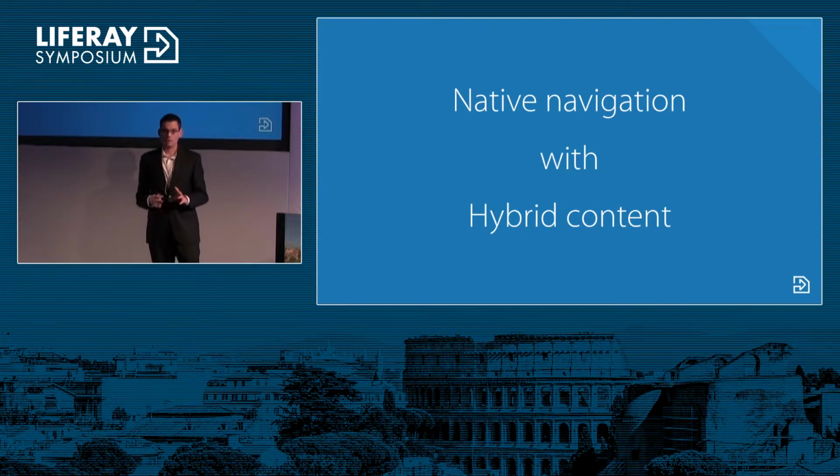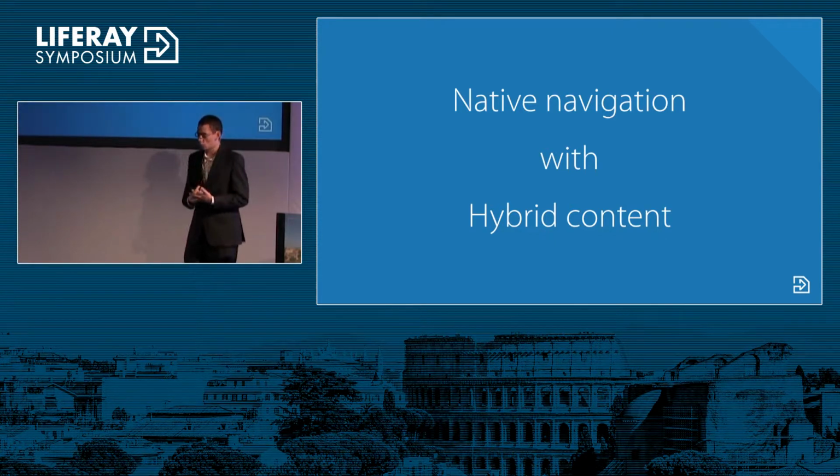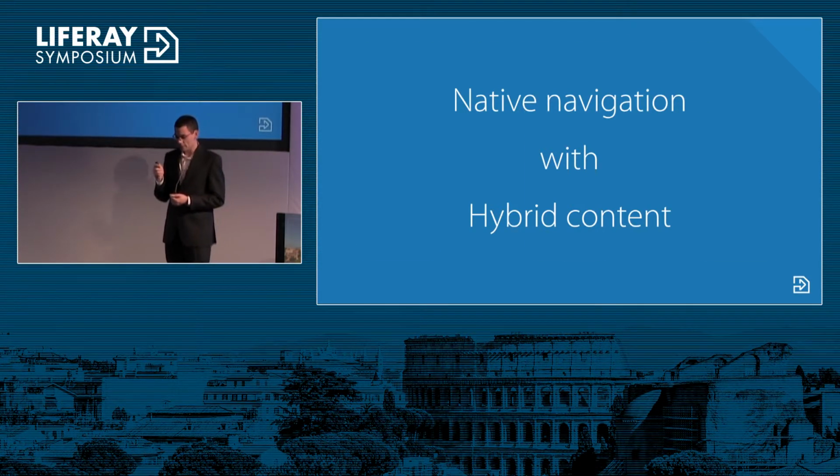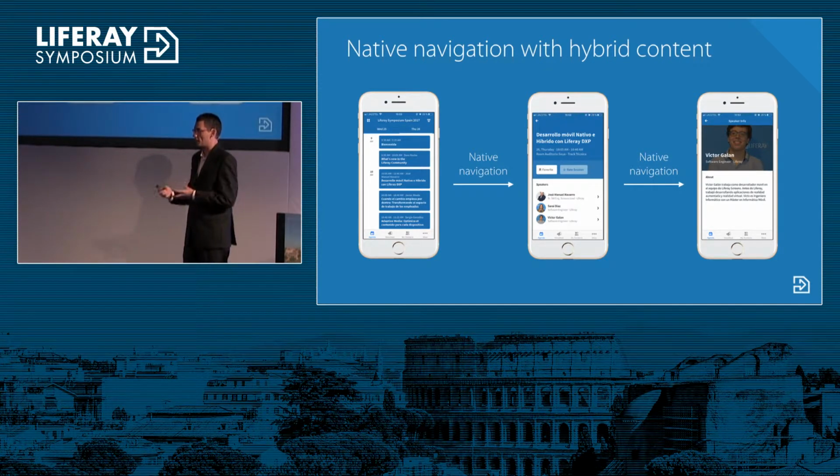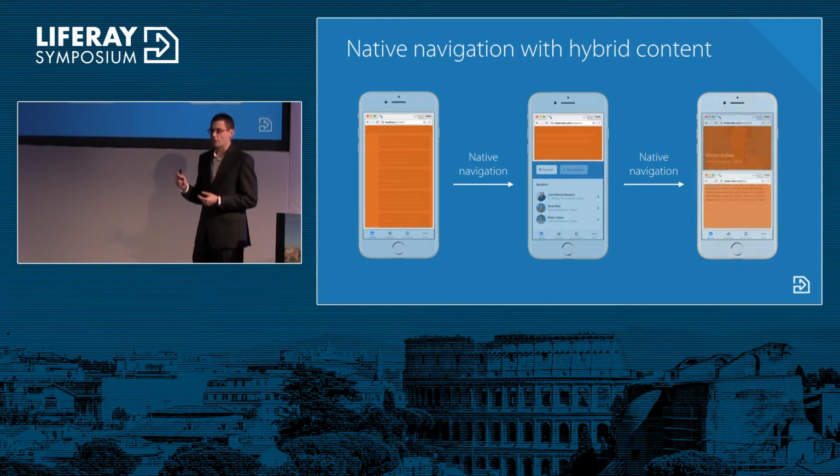So our approach is different. We want to provide you with the tools to be able to do native navigation with hybrid content, and we are going to see right now how. This is the idea, what we want to achieve: you have several pages, several activities, as we call them in Android, and you are able to do native navigation. That's the hardest part in UX, where users notice most that you are not building a native application, but you can render specific hybrid content in each of those screens.